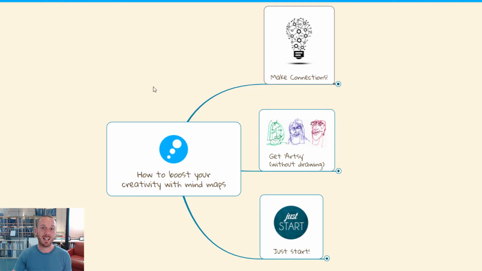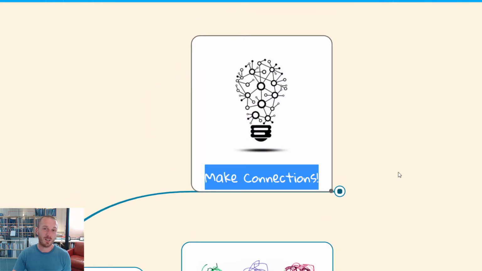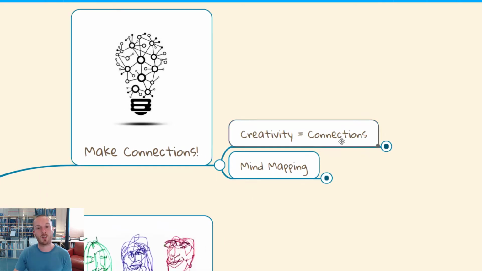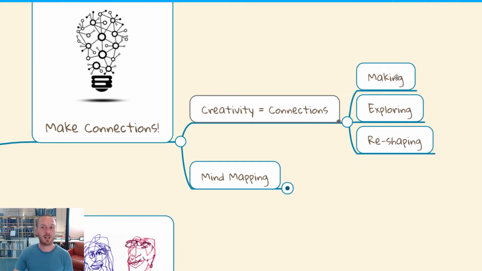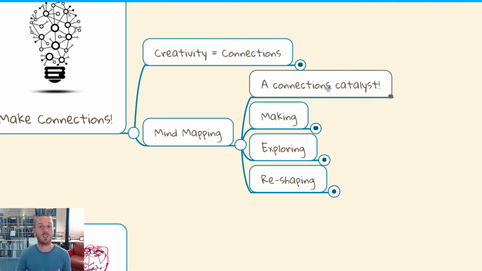Okay, so here we are looking at a simple mind map that I've created using MindMeister. Now, creativity and creative thinking is a pretty hard thing to define and explain sometimes, but what most authors and experts seem to be telling us is it really boils down to connections, making those creative associations in our minds and then seeing where that takes us. When I think about connections, I think about it in terms of making them, exploring them, and reshaping them.